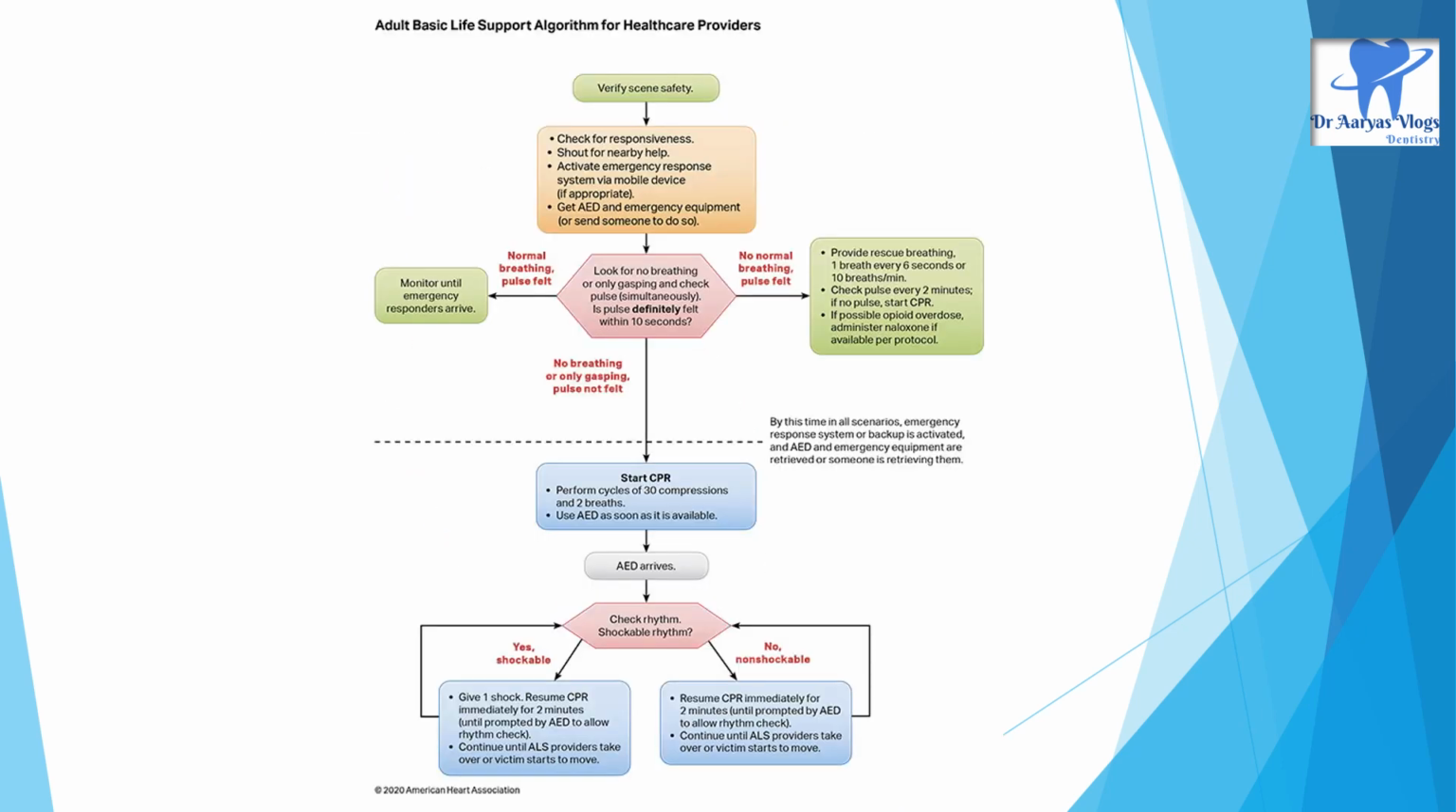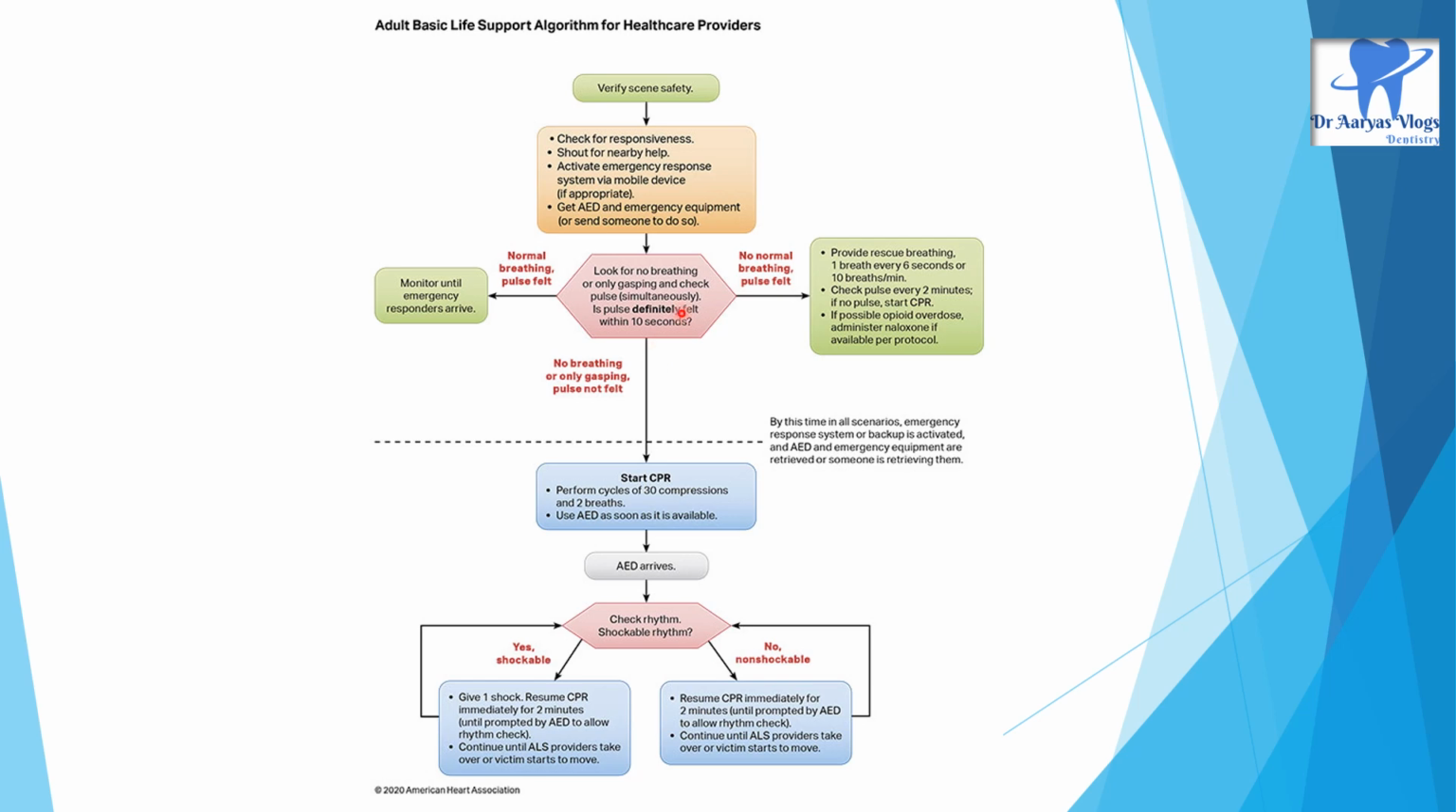So this is the adult basic life support algorithm for healthcare providers. First, verify the scene safety, whether the scene is safe for the rescuer and the patient. Check for responsiveness of the patient or the victim. Then shout for nearby help. Then activate the emergency response system via mobile device. Get the AED or emergency equipment, or send someone to do so.